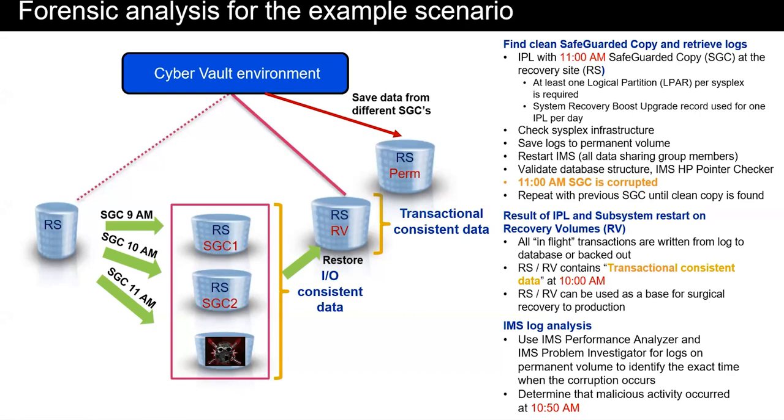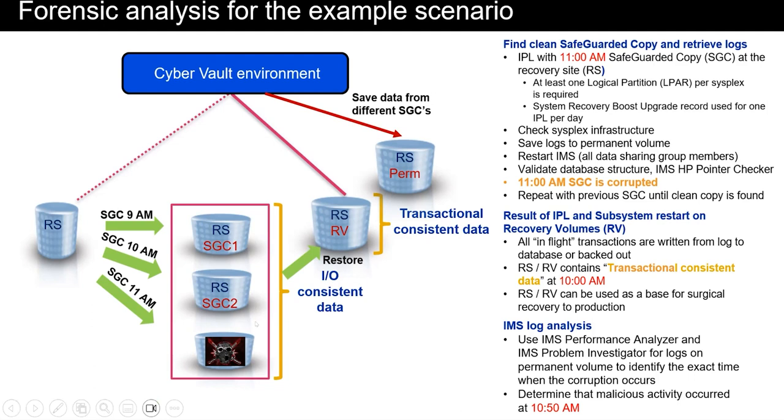So let's talk about forensic analysis. I'm going to go through a scenario here where we have a corruption, okay? And we determine that the 11 a.m. copy, when we run data validation on it, the 11 a.m. copy of my safeguarded copies is corrupt, right? There's something wrong. So I save the logs to the permanent volume. I've determined that the 11 a.m. copy is corrupted, and I'm going to repeat this process until a clean copy is found. I find that the 10 a.m. copy is good. Okay, so I know the 10 a.m. copy is a good copy. The 11 a.m. copy is bad.